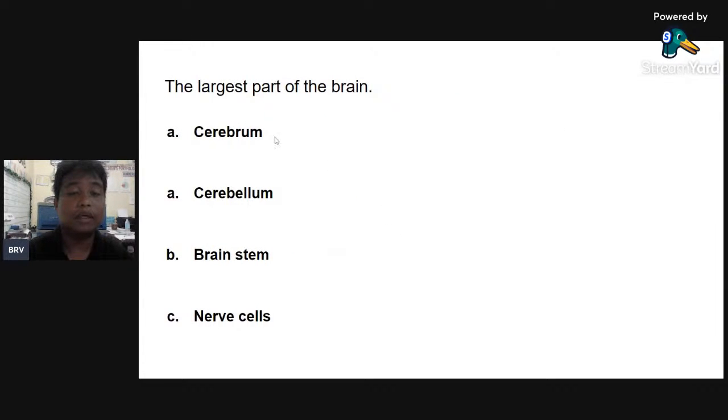Next, the largest part of the brain. So what is the largest part of the brain? Of course, the cerebrum. It is the largest part of the brain.